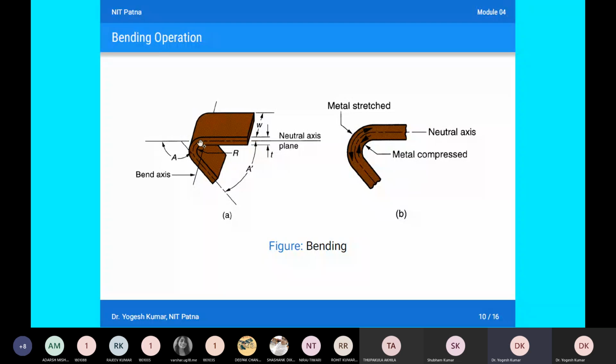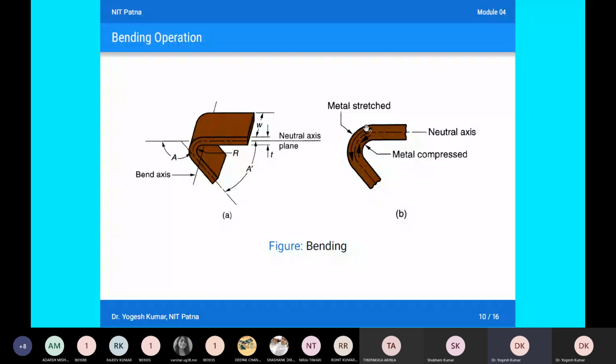Here it is notable that as soon as we bend, some kinds of stresses are developed in the portion which is under deformation. We can see this particular portion which is being bent is under deformation. In the upper portion, tensile stresses are developed, and on the lower side you can see compressive stresses are developed.